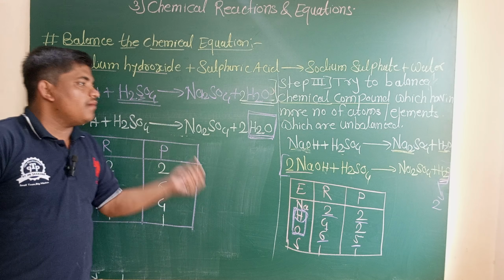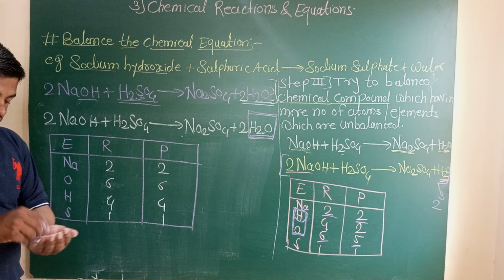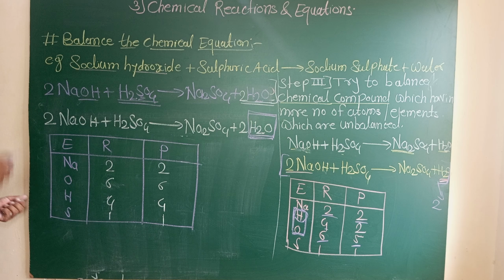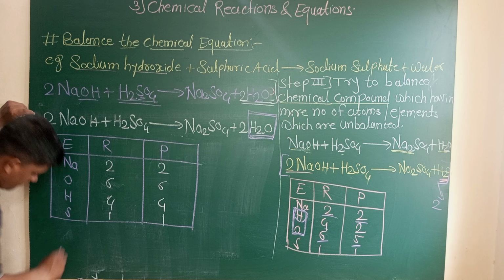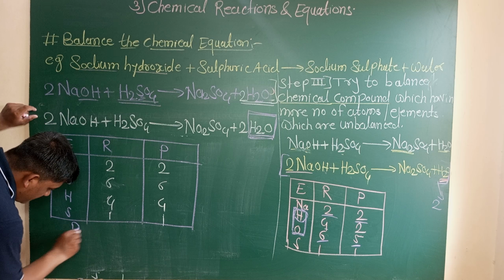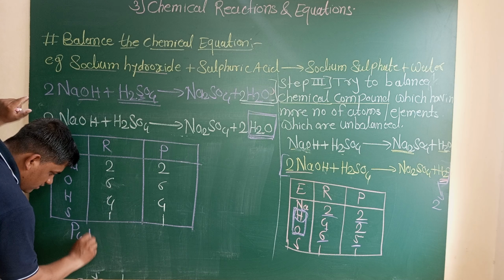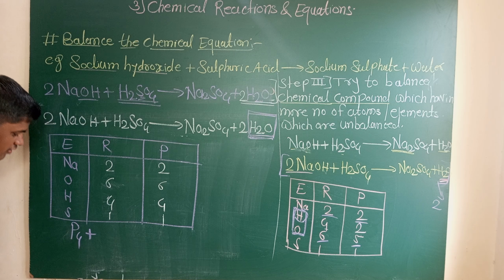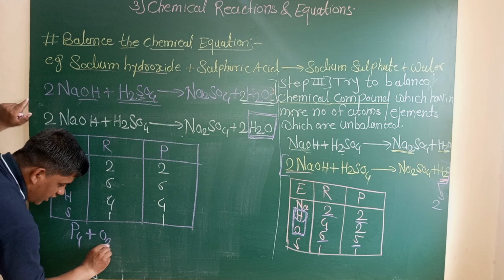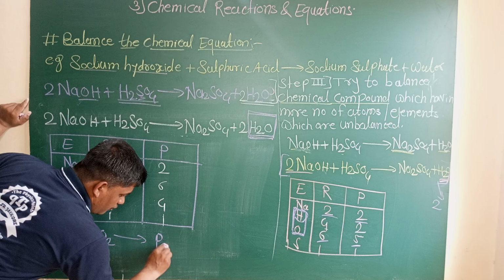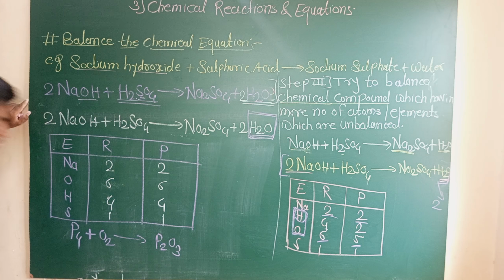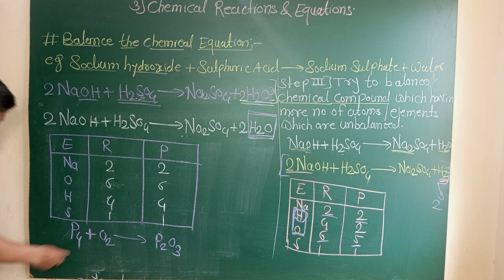There are some steps to balance chemical equations. The smallest example I try to solve: P4, phosphorus, reacts with oxygen to give P2O3. Now there are 4 phosphorus atoms in the reactant and 2 phosphorus atoms in the product.